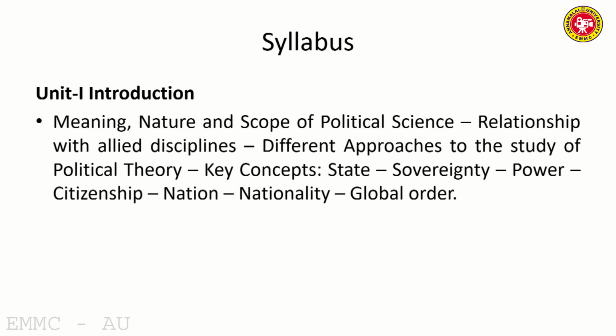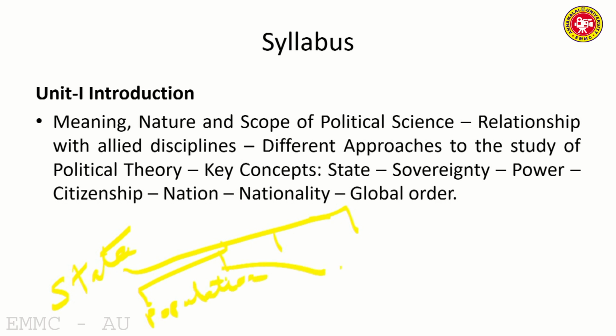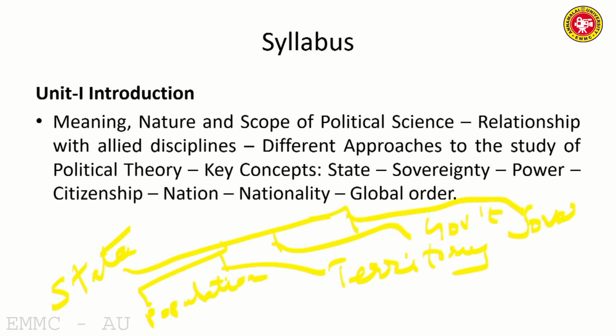The state consists of 4 elements. You could not see politics without the state. The state consists of 4 elements: population, second one is territory, and third one is government, and fourth one is sovereignty. I have written it rightly.